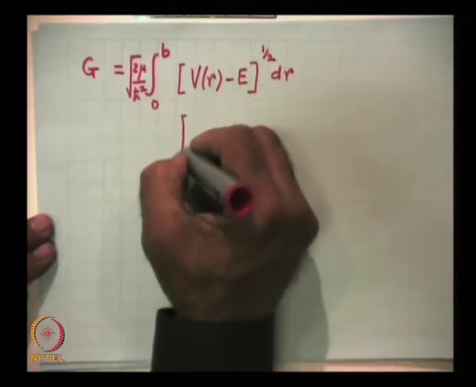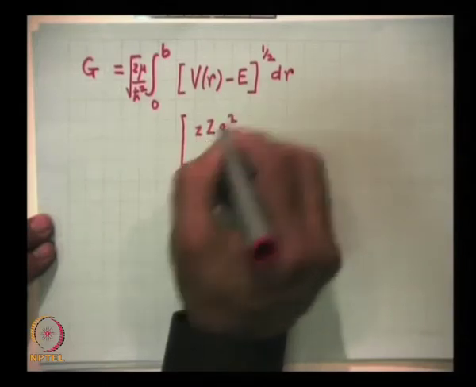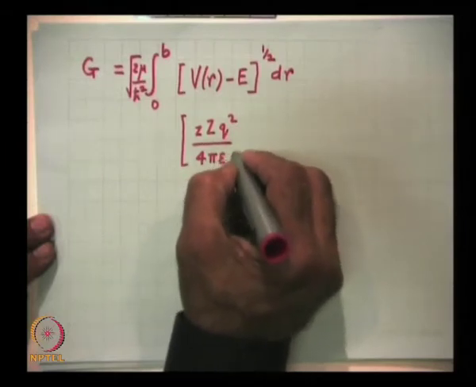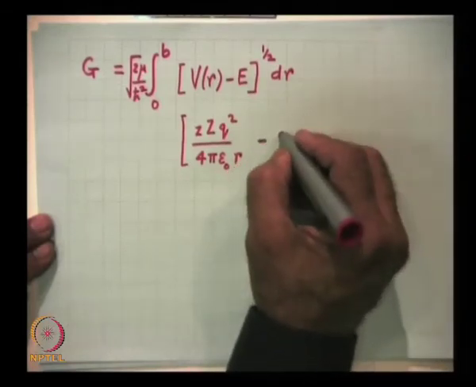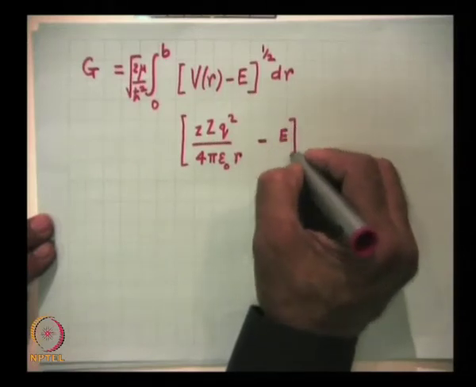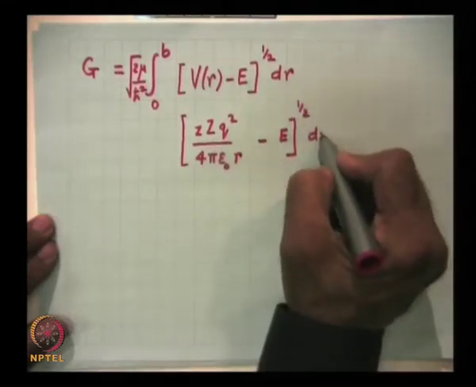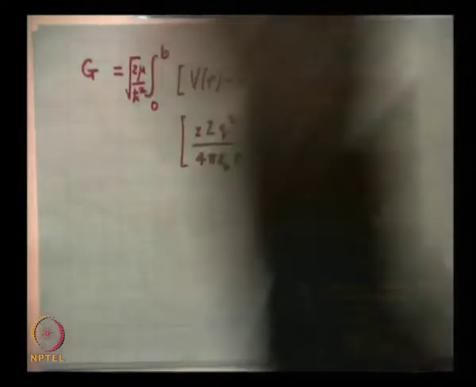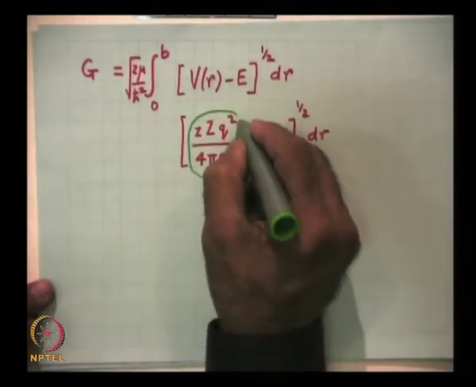And what is V of r? That is small z capital Z q square by 4 pi epsilon naught r, minus E. So, what I do is I take this part outside, the square root of this part outside.